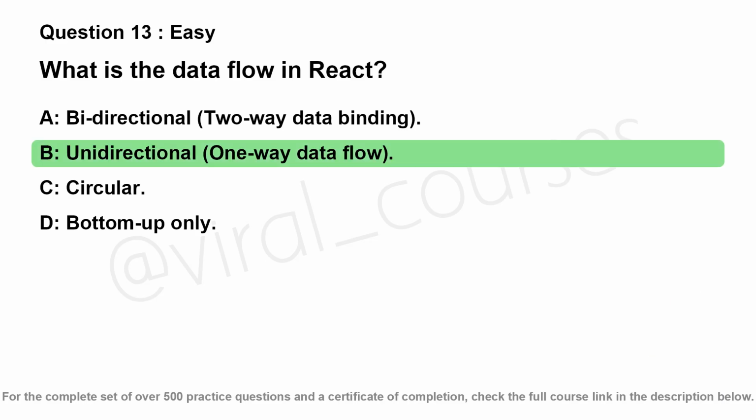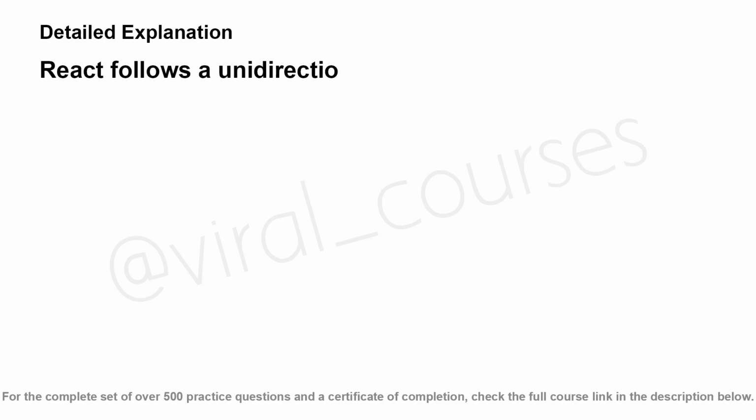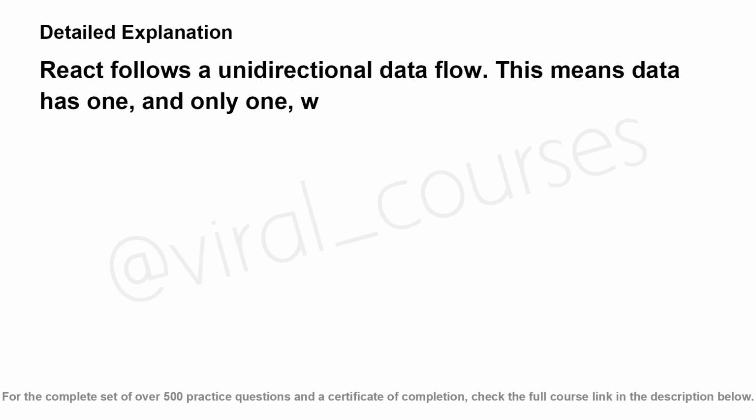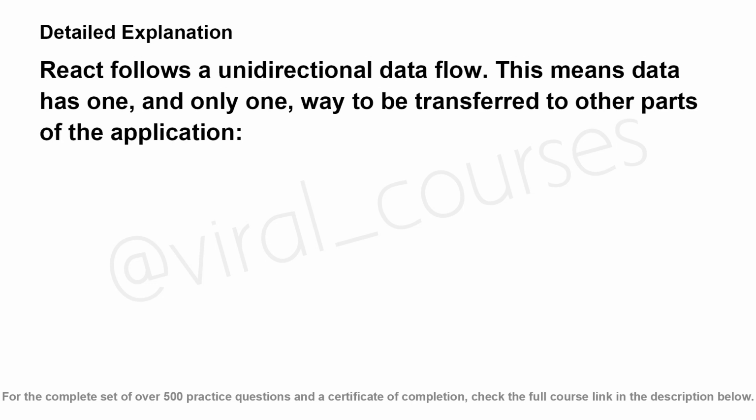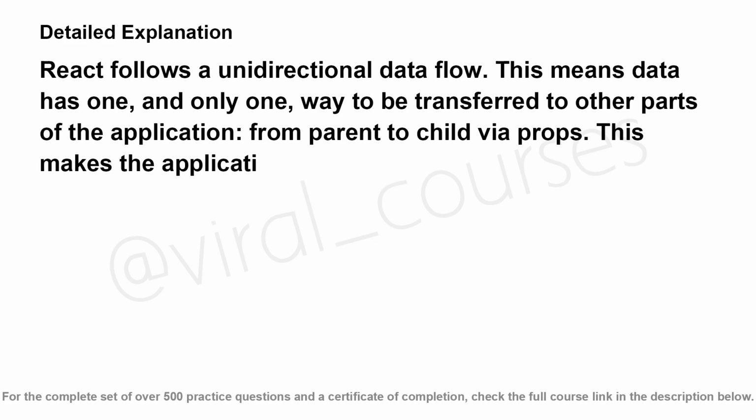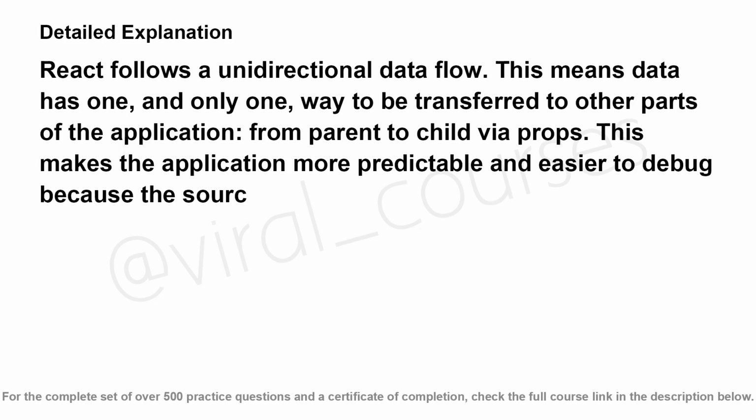The correct answer is B. React follows a unidirectional data flow. This means data has one, and only one, way to be transferred to other parts of the application, from parent to child via props. This makes the application more predictable and easier to debug because the source of data is always clear.